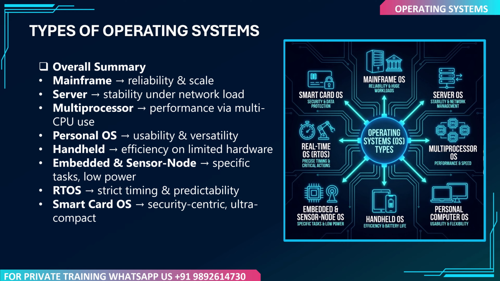Handheld devices bring everything down to a smaller, more efficient form, making sure smartphones and tablets run apps smoothly while saving battery life. Embedded systems, along with tiny sensor node operating systems, are made for very specific tasks, often in small gadgets where low power use and simple, precise functioning matter most. Real-time operating systems are tuned for moments when timing is everything, making sure critical actions happen exactly when they need to. And finally, smart card operating systems prioritize security above all else, protecting sensitive data inside devices like SIM cards, ID chips, and bank cards.